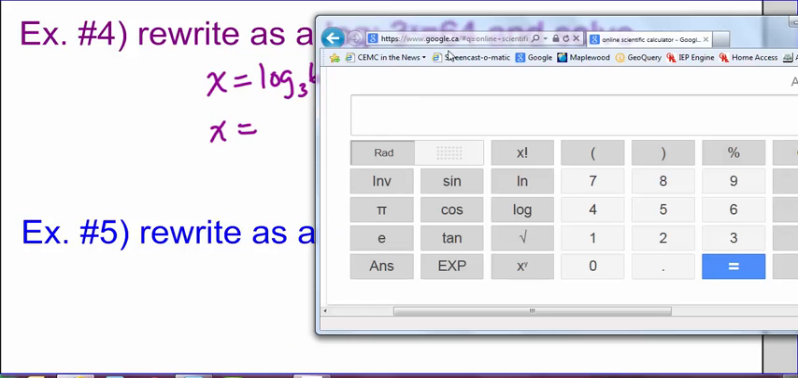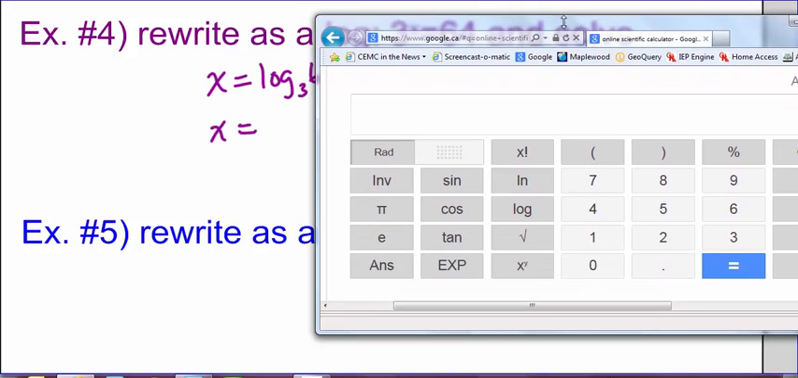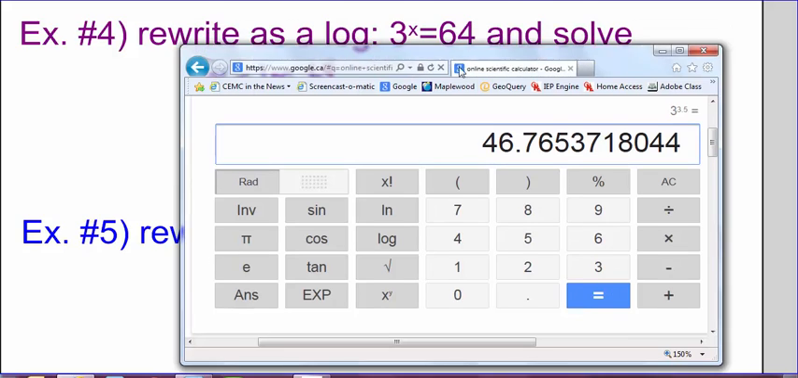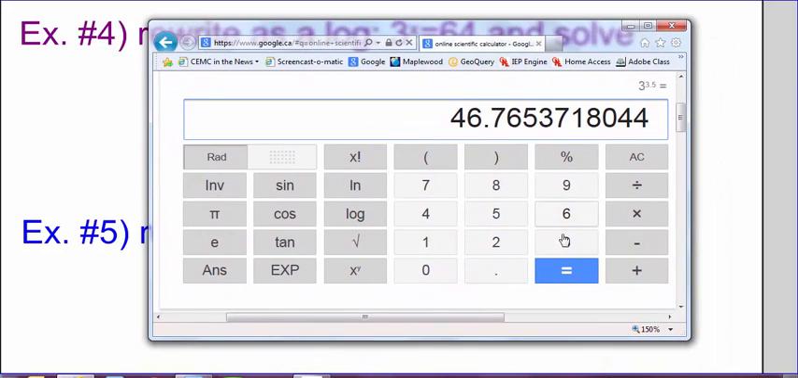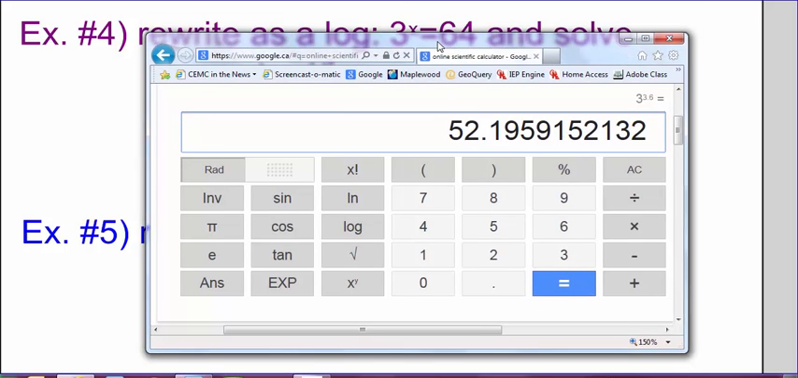I could pull up a calculator and try some stuff. I know it's asking me 3 to what exponent is 64. I know that 3 to the exponent 3 is 27. 3 to the exponent 4 is 81. So I could just try 3 to the exponent, I don't know, 3.5 and see what that gets me. 46. Not big enough. So then I could try 3 to the exponent 3.6 and see what that gets me. 52. Still not big enough. And so on and so forth.